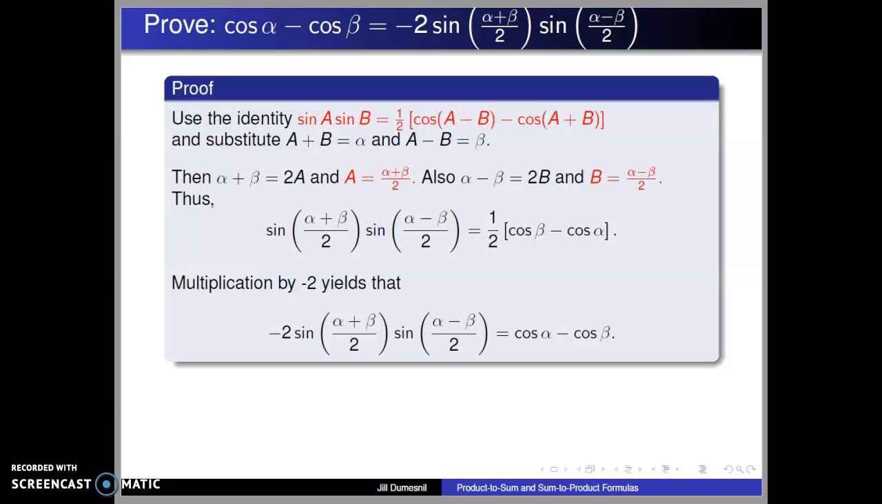Multiplication by -2 yields the desired identity, because 2 times 1/2 is 1, and the distribution of the negative reverses the order of the subtraction on the right-hand side of the equation.